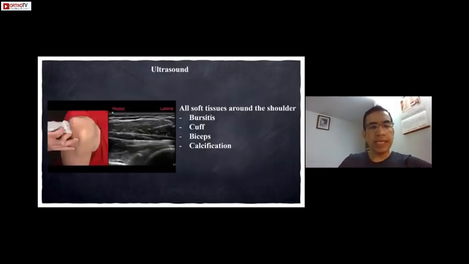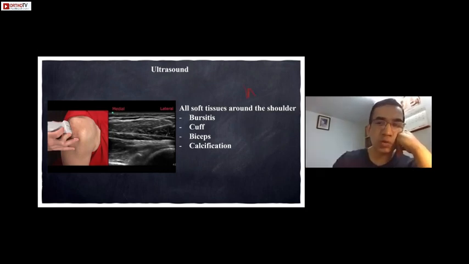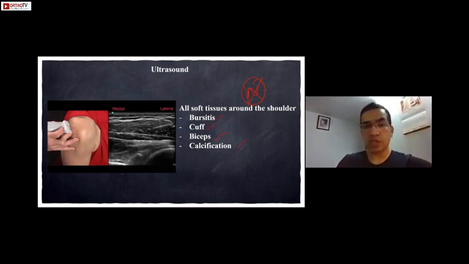The next very important, extremely handy investigation is the ultrasound. You can use ultrasound for all the soft tissues around the shoulder and not in the shoulder. So if you're suspecting, let's say, a labral tear, then that's not the one. Synovitis, something inside the joint, ultrasound may not be a great investigation. But anything outside, let's say the subacromial bursa, the rotator cuff, the biceps, the calcification, or any other soft tissue tumor, or you're suspecting pus in the soft tissue planes, this is another fantastic investigation.